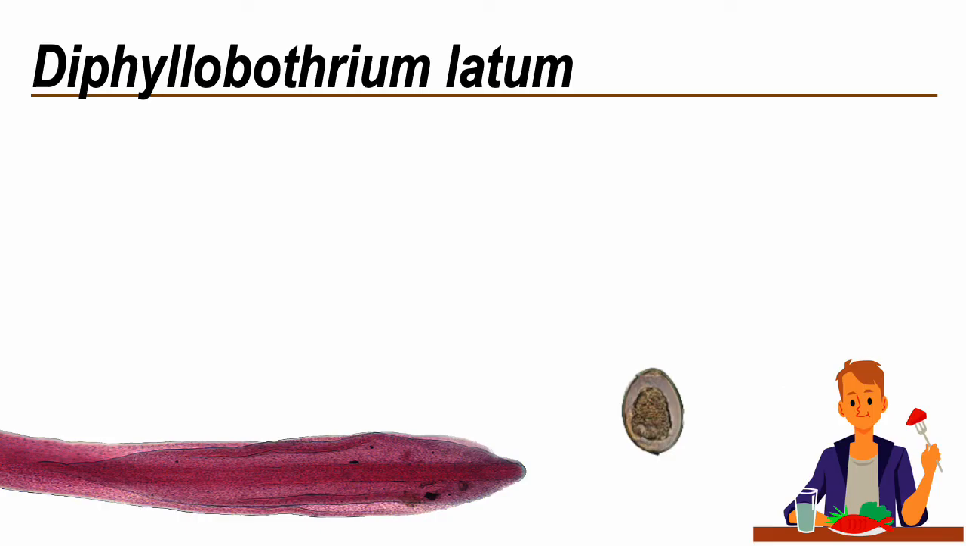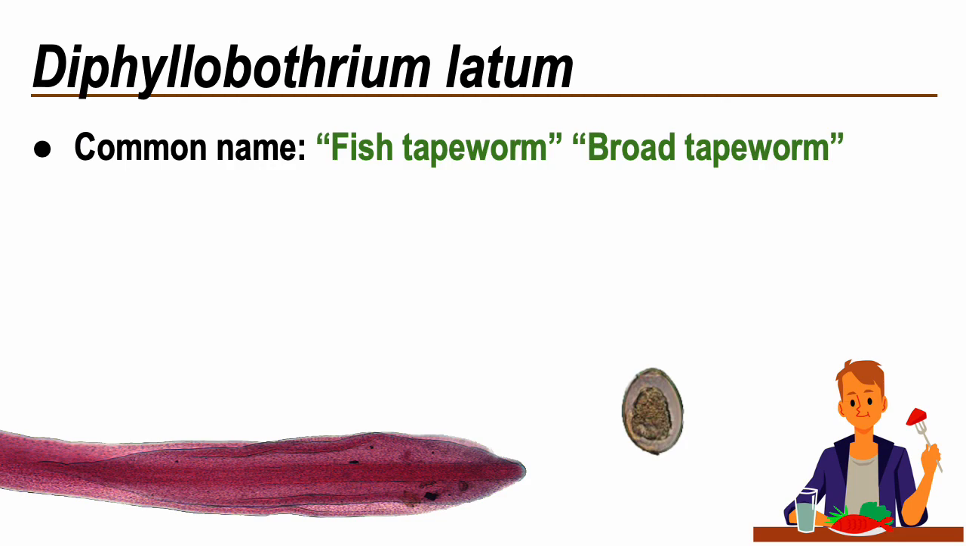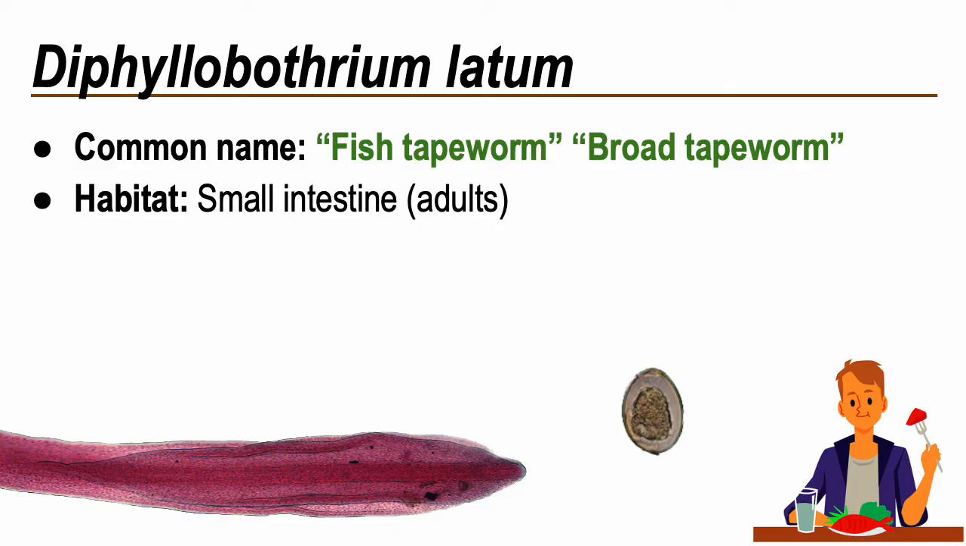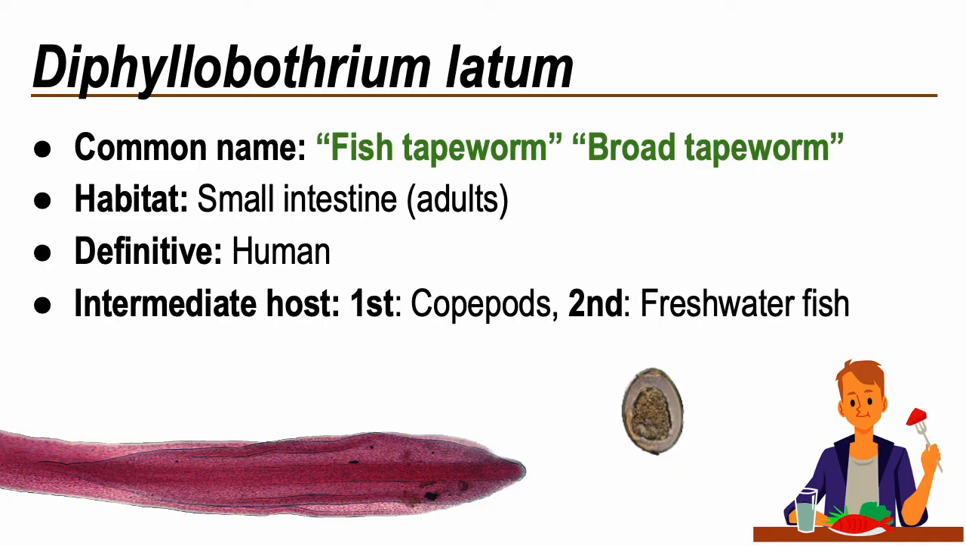So now let's talk about Diphyllobothrium latum. So this parasite belongs to the order Pseudophilidae, and it is one of the 13 species of Diphyllobothrium that infects human. It is commonly called the fish tapeworm or the broad tapeworm because the intermediate hosts of this parasite are fishes. So the habitat of these parasites, specifically their adults, is the small intestines of the definitive host such as humans. While in terms of the intermediate host requirement, they require 2. The first one are the copepods and the second are the freshwater fish.